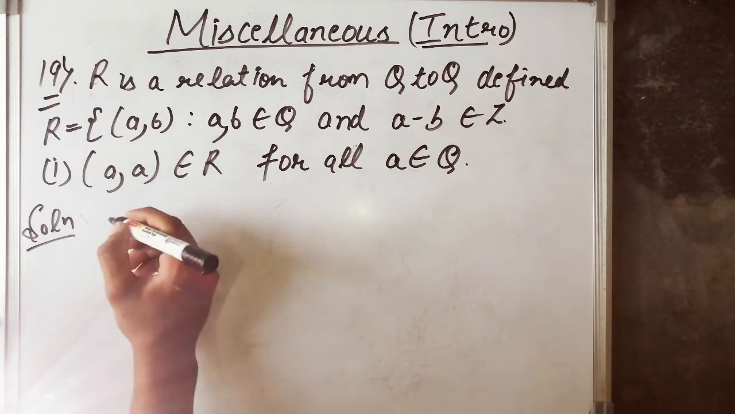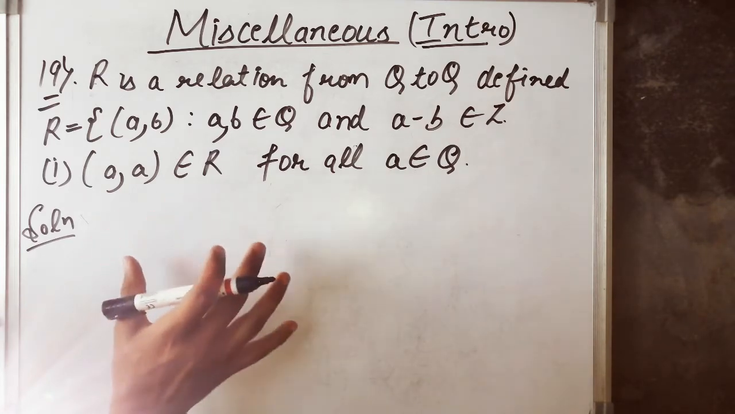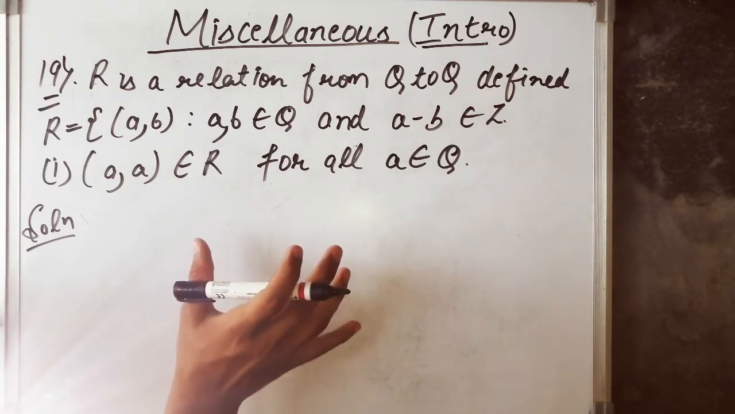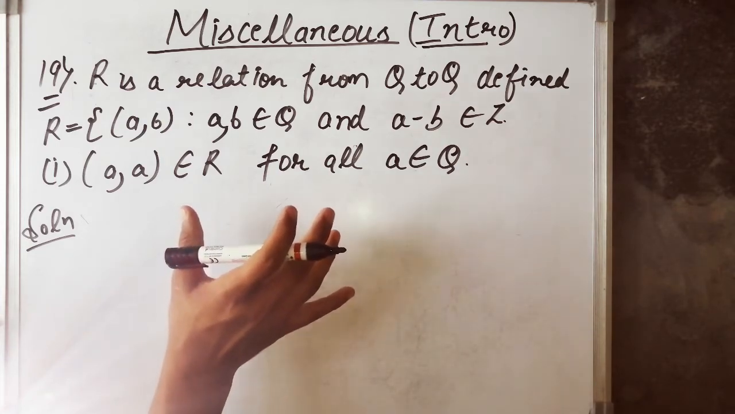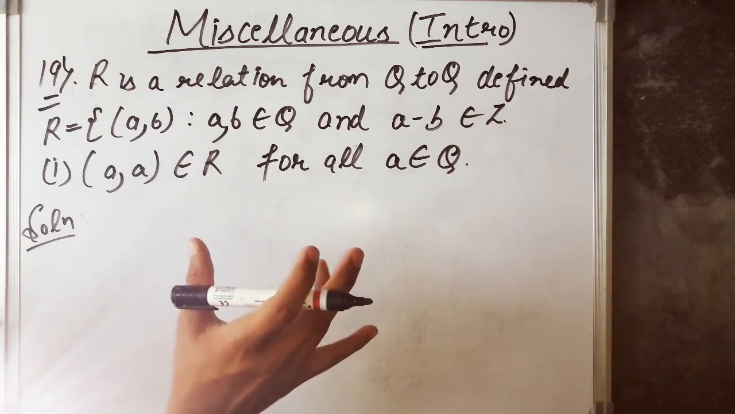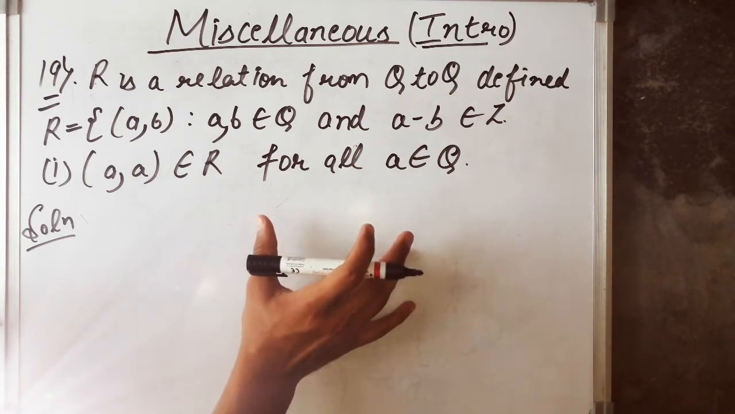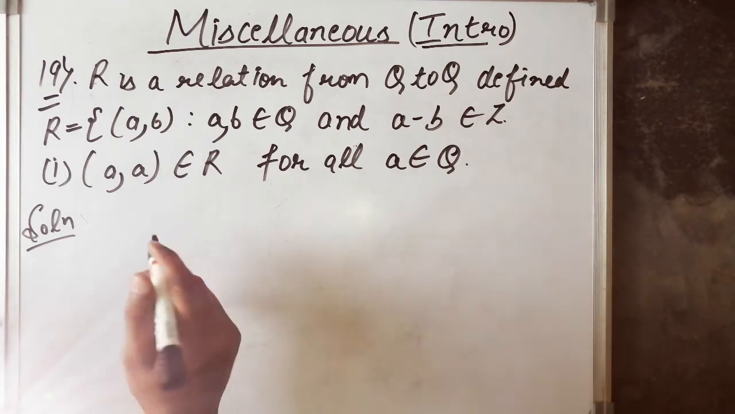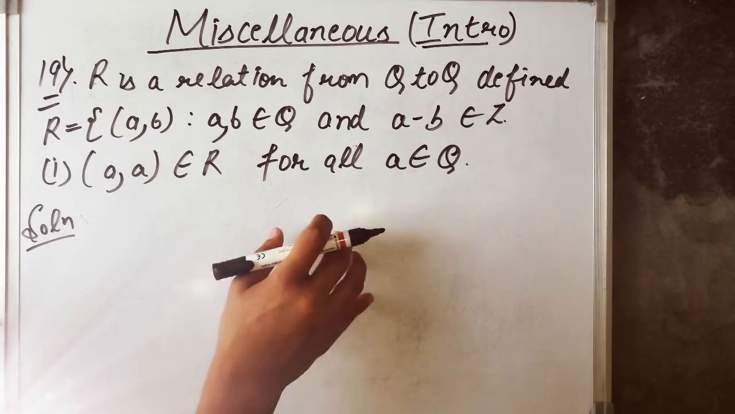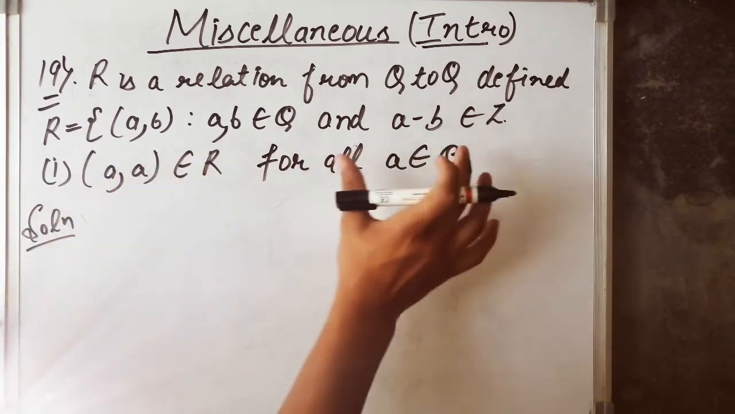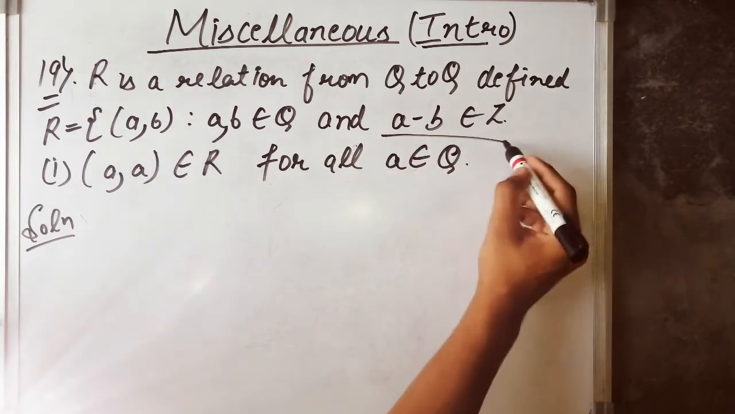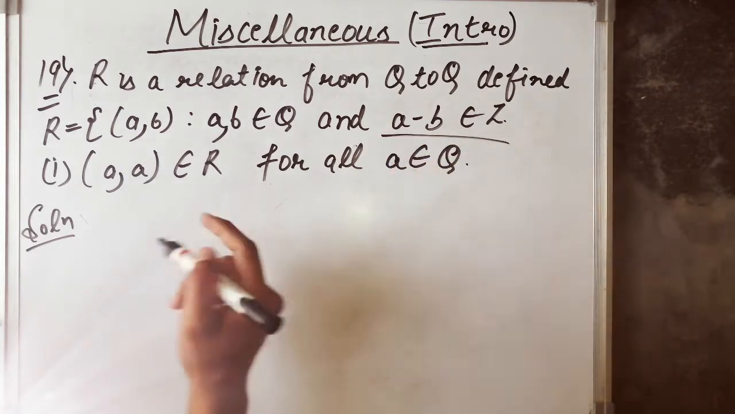Our solution is: since we know that a minus a always gives us 0, and 0 belongs to the integers, from this we can say that (a, a) belongs to R. We are given here that a minus b belongs to the integers, and we need to show this.